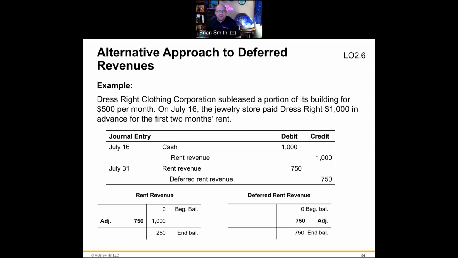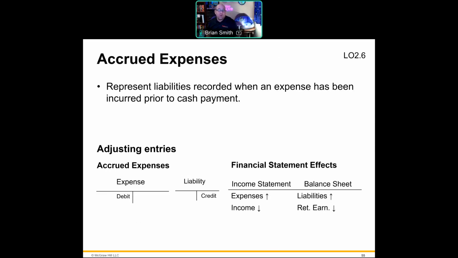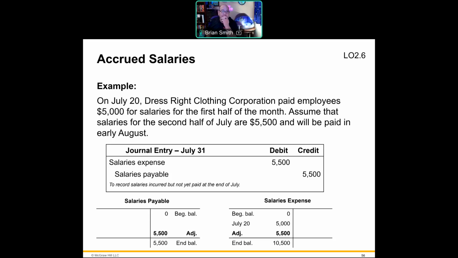All right, this one is, oh, this is the next. Oh, this is if the alternative. I don't know how I didn't catch those. Okay. Salary expense, salary payable, $5,500. Okay, this is just what we paid at the end. This is what we owed them. We'll pay them in early August.